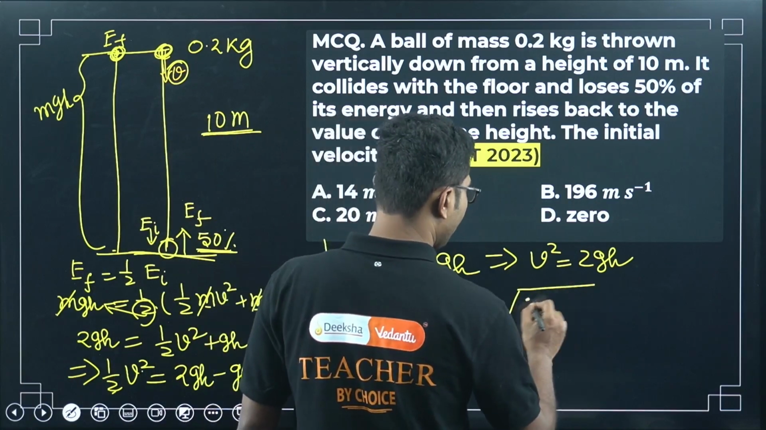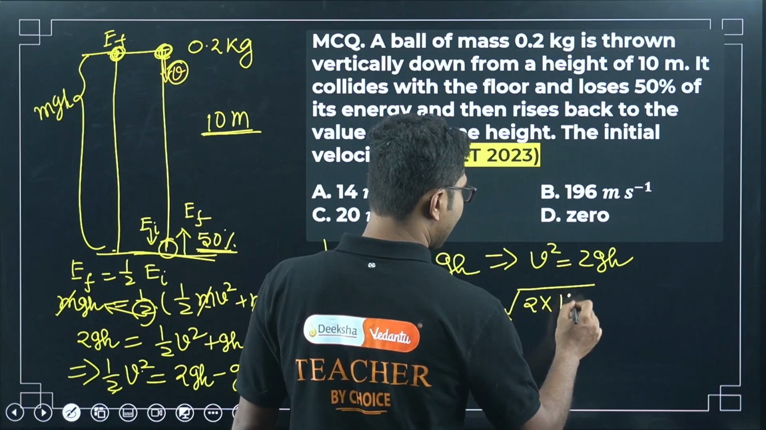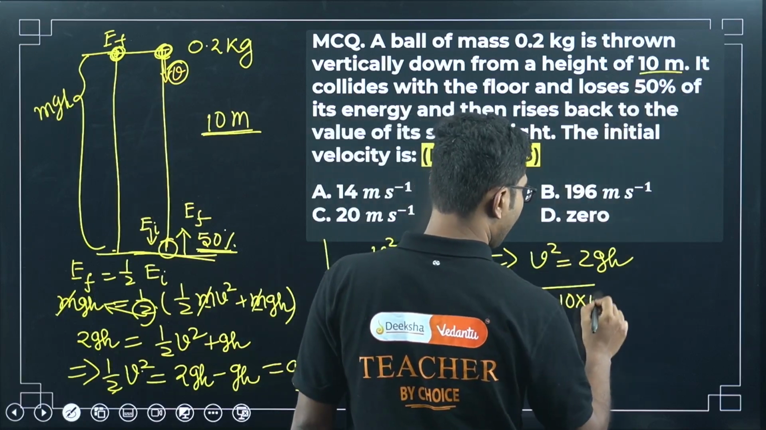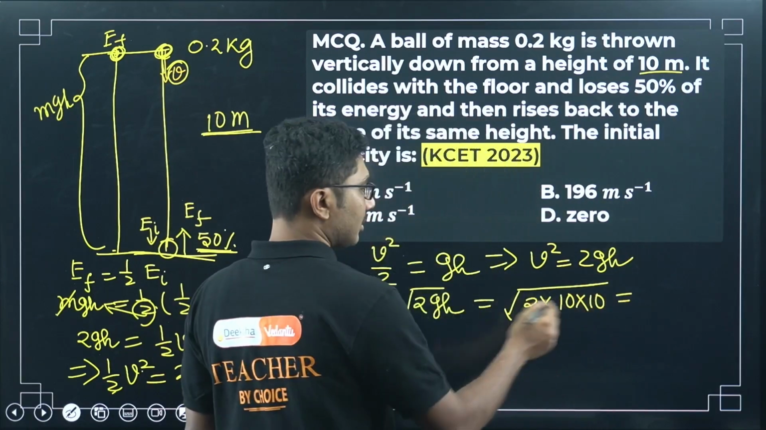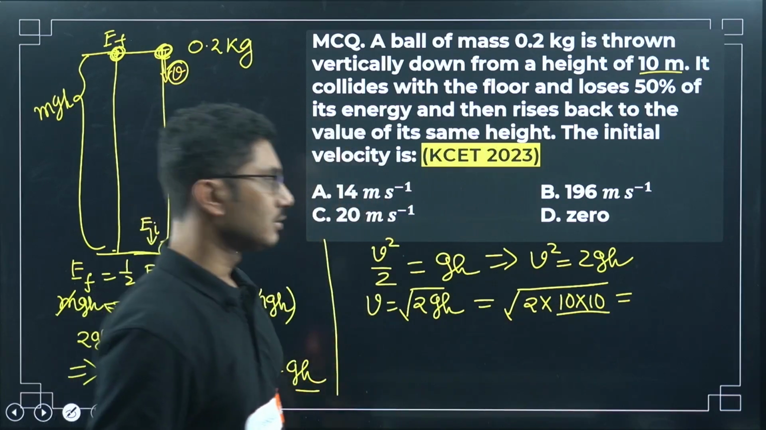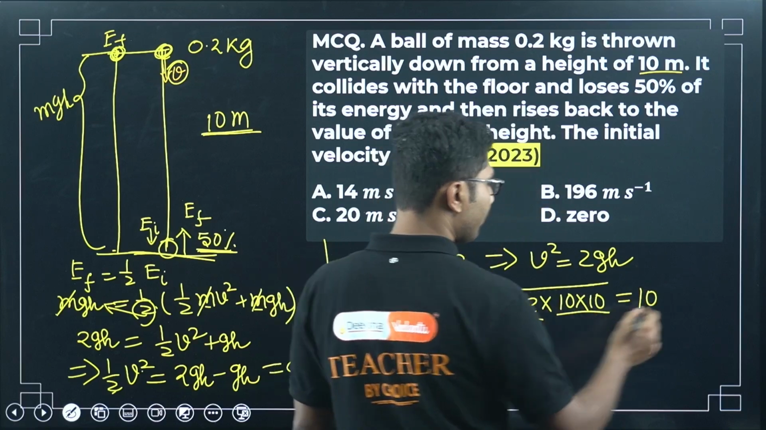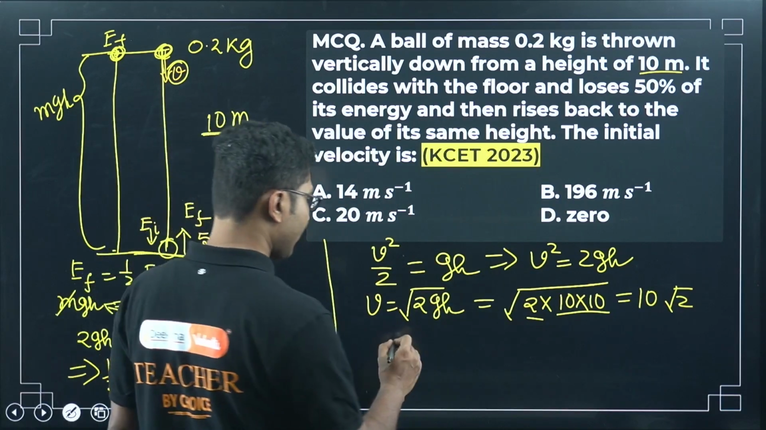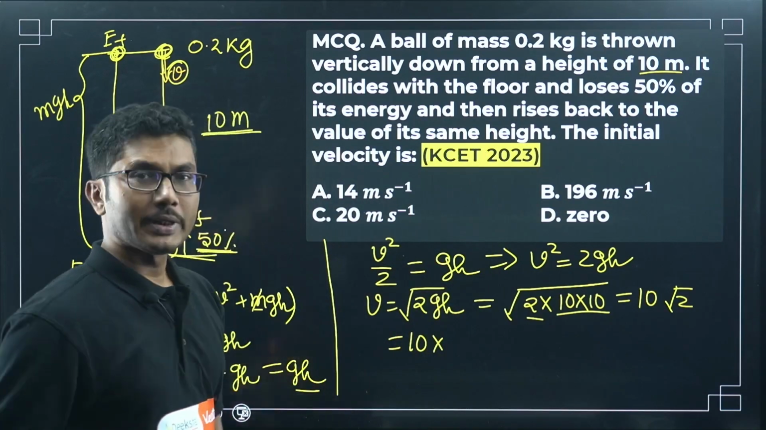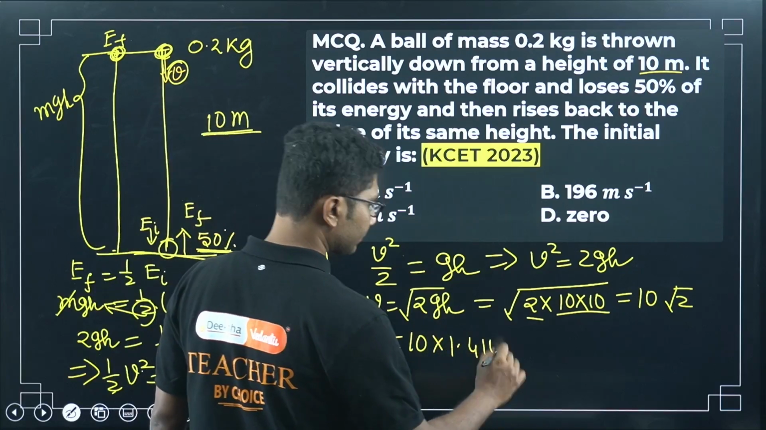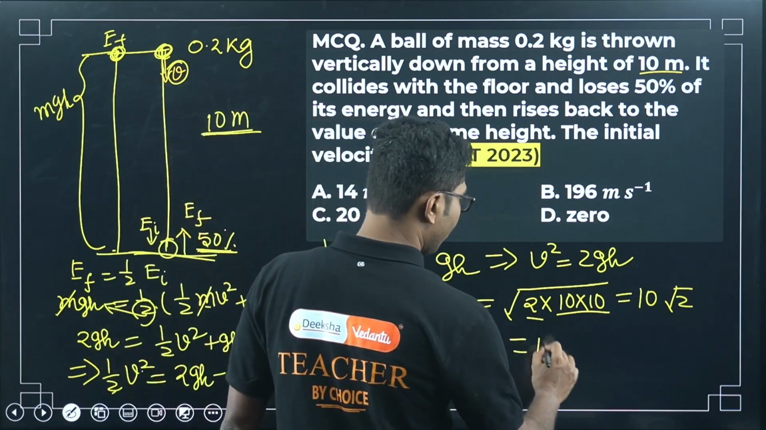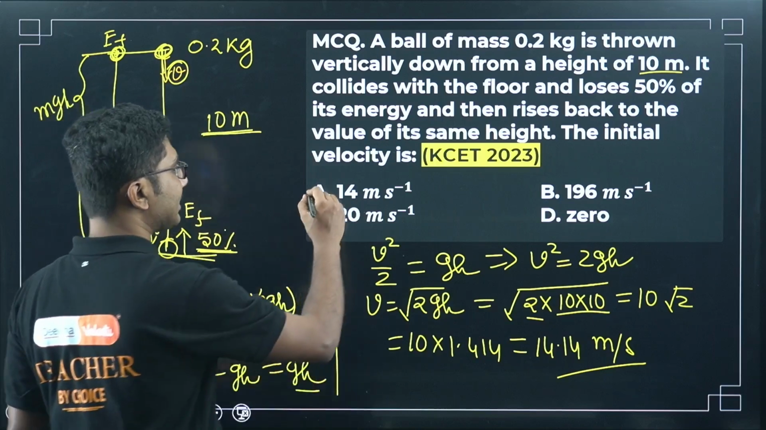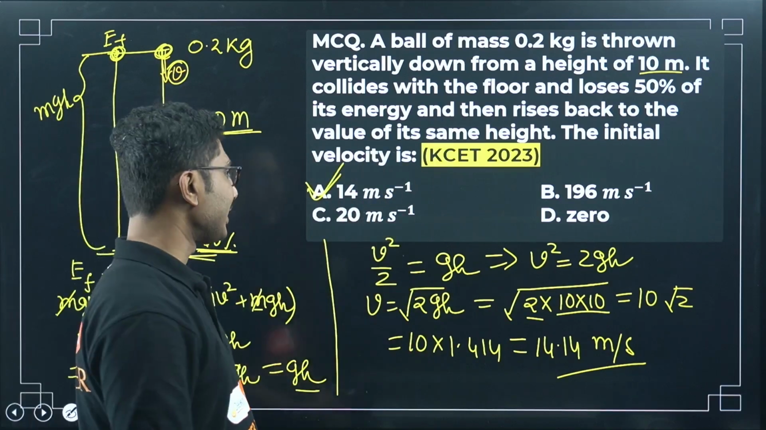Let's put the values. g is 10 meter per second square, okay? And what is h? Height is 10 meters, okay? So it will be square root of 2 times 10 multiplied by 10, so that will be nothing but 10 root 2, okay? Now if you check the options, nowhere have they given 10 root 2. So we have to simplify it further. Root 2 means 1.414. So multiply with 10, you will get 14.14 meter per second. So 14.14 is not given, but 14 is given. So we can easily guess the correct answer is option A, 14 meter per second.